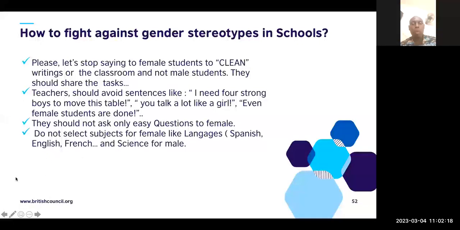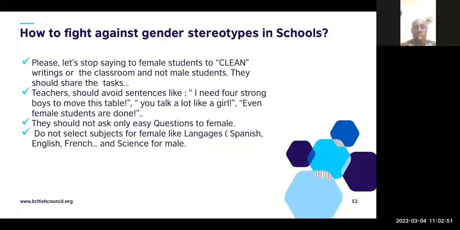Now, how to fight against gender stereotypes in school? I will say to my fellow teachers to stop saying to female students, clean. The verb to clean should be general. The classroom belongs to all, not just some students; they should share the task. All the students should share the task. Cleaning is human, so all the students should clean.